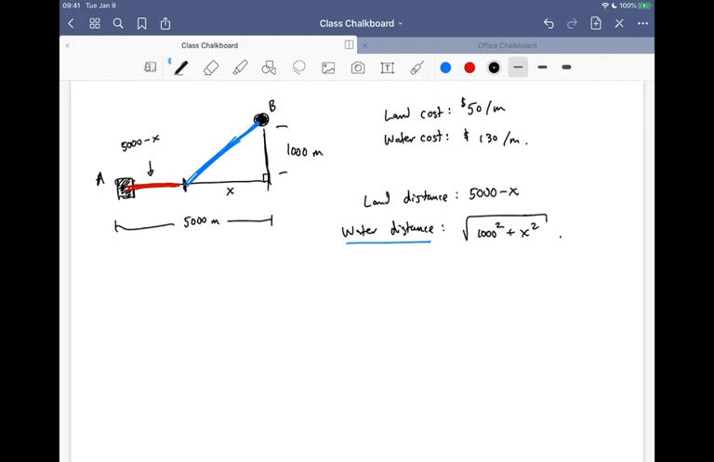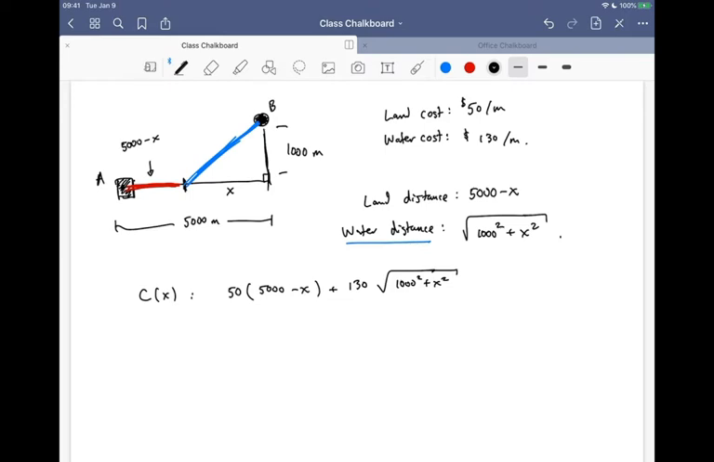Now, what we want to optimize here, though, is not the distance, but rather the cost. And so we need to come up with a cost function for the whole thing. So the cost of laying the cables where we use X meters, the land part of it would be, well, it costs $50 per meter for the land part. And $130 a meter on the water part.